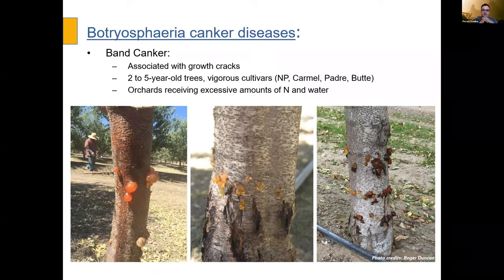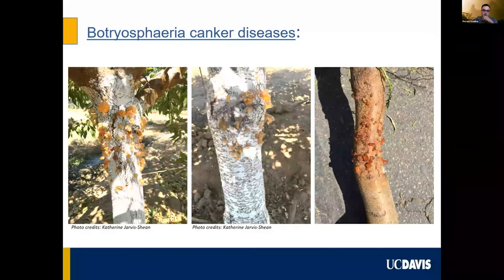It's something usually associated with young trees, especially those trees that grow really quickly, either because they are vigorous cultivars or because the trees receive high amounts of nitrogen and water. This fast growth produces cracks where infection generally occurs. And again, as Themis mentioned, multiple bands may be created either within the same season or over several years, eventually causing the death of the tree.